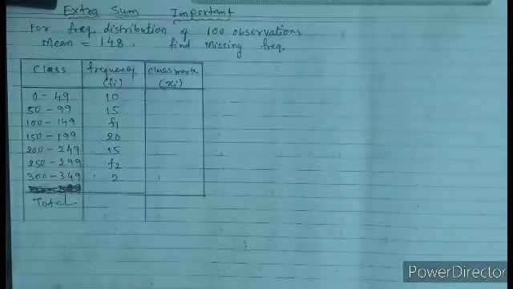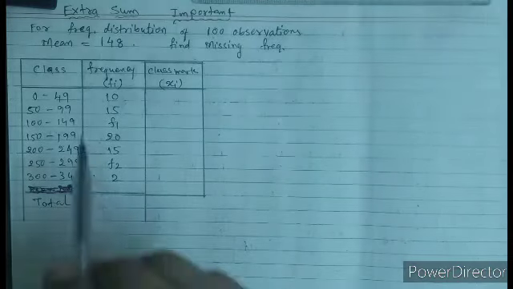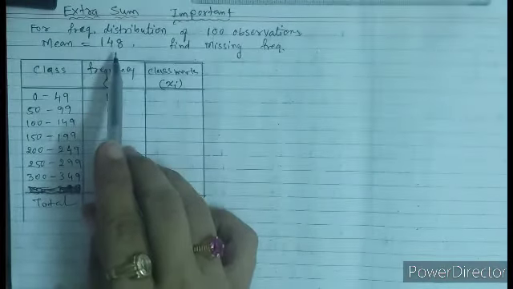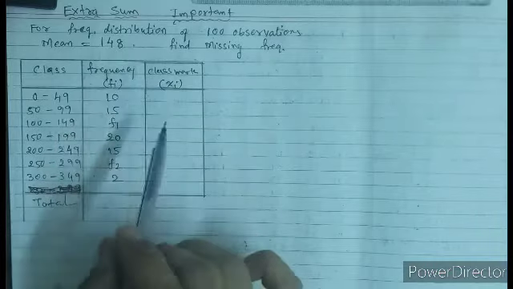Let's see one more sum for two missing frequencies when mean is given. Let's do it. So here is your next question where we have to find two missing frequencies. This is a very important question, so see carefully. Here the data is given for the frequency distribution of 100 observations, and the mean of this data is 148. We have to find the missing frequency.